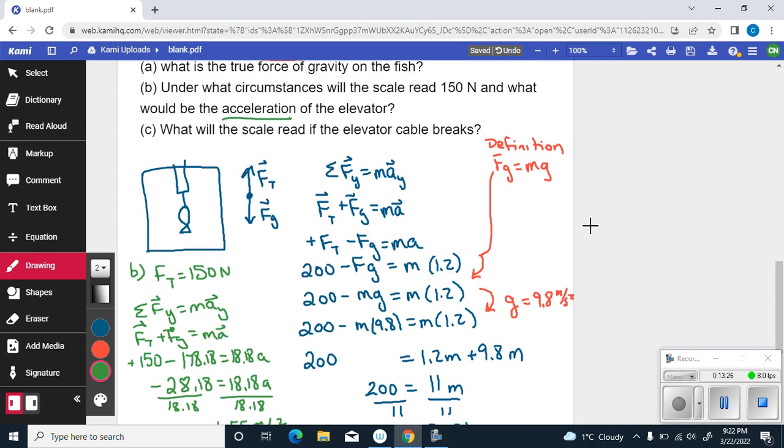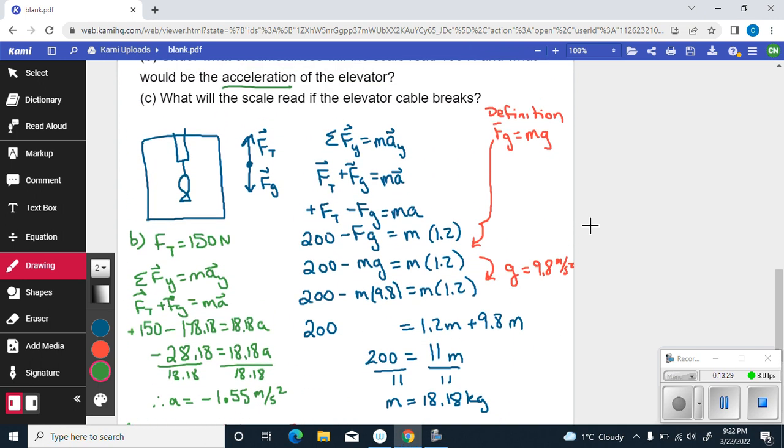And then last but not least, what will the scale read if the elevator cable breaks? So if it breaks, that means there is no tension. Therefore, the scale is going to read 0. Because there's no tension, so you can't read what's not there. Good times.